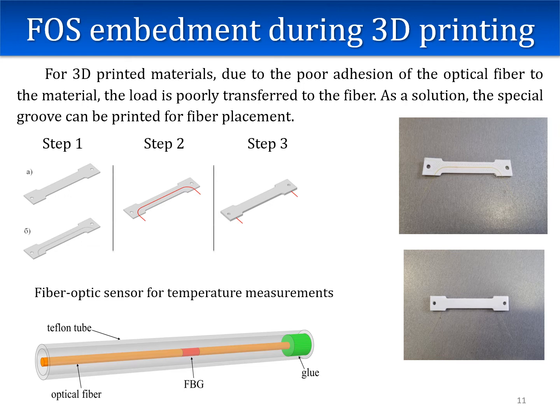In order to exclude the effect of mechanical strain on the thermal sensor, the fixing of the optical fiber and the Teflon tube should be carried out on one side of the tube using an adhesive joint, as is shown in the figure. The temperature sensor equipped in this way can also be embedded in the material during the printing process and used both for temperature measurement and for temperature compensation of fiber optic strain sensors.